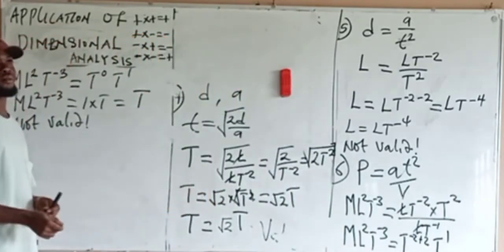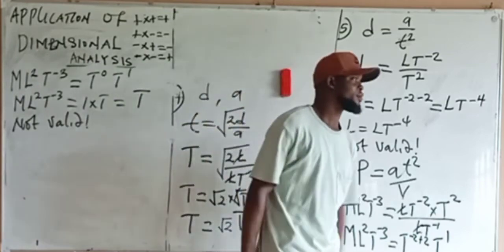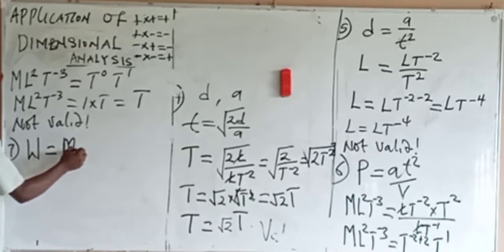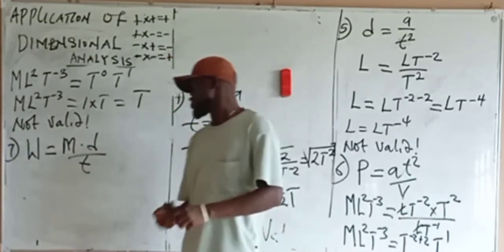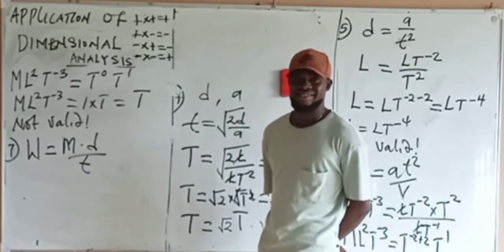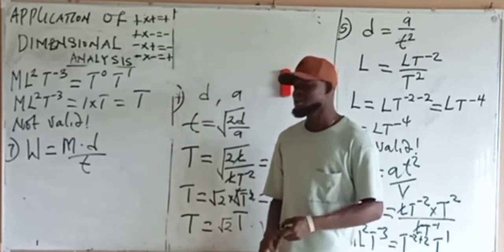Now, if the work done of a body is defined by the relation, this is test number 7, W is equal to M times D over T. Whenever you use work done, M is momentum. M is momentum, D is distance moved, and T is time.